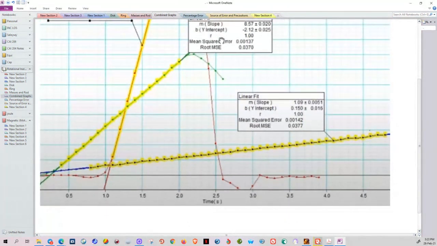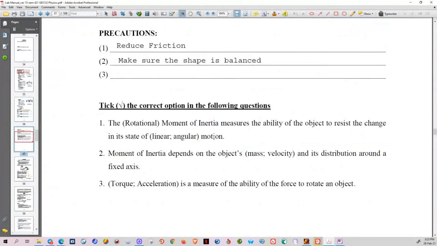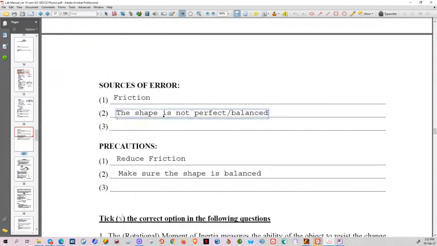If you look at the line, it's not perfectly straight. Look at this area. You can see that the dots go up and down from the straight line. Look at this area. You can see the dots are not perfectly straight. What does this mean? This means that the vibration is not balanced. Is that clear, Shabab? That's the source of error which I'm explaining to you. Where is it? Here. Source of error, precaution. The vibration is not balanced. So if you make the shape balanced, that's a good precaution.